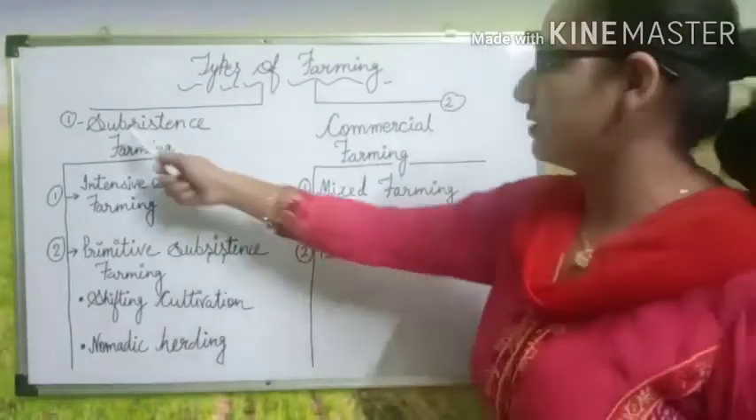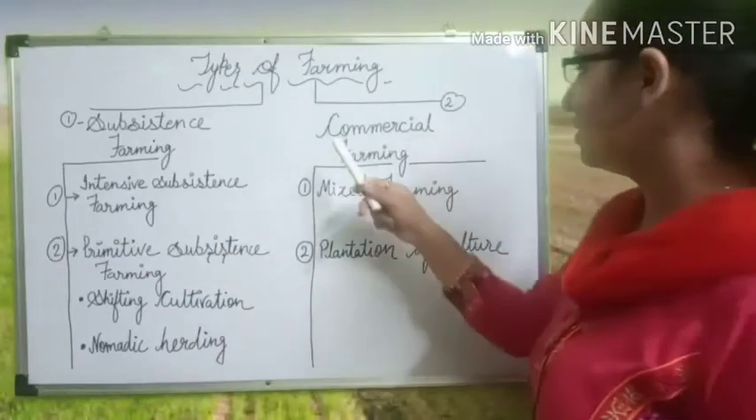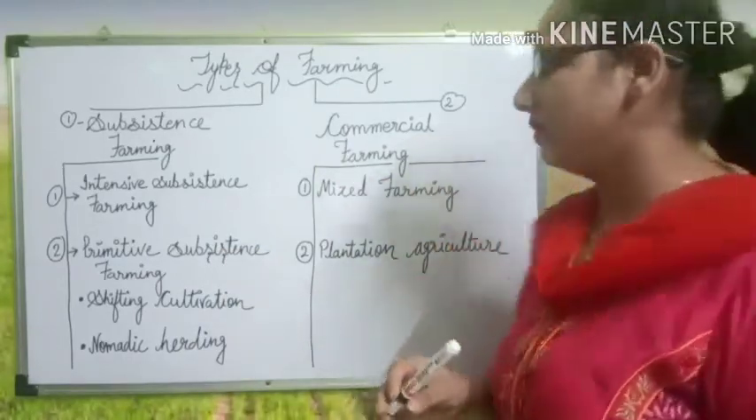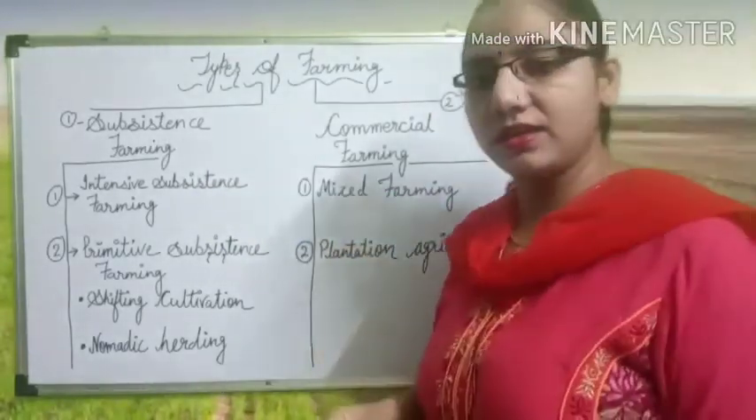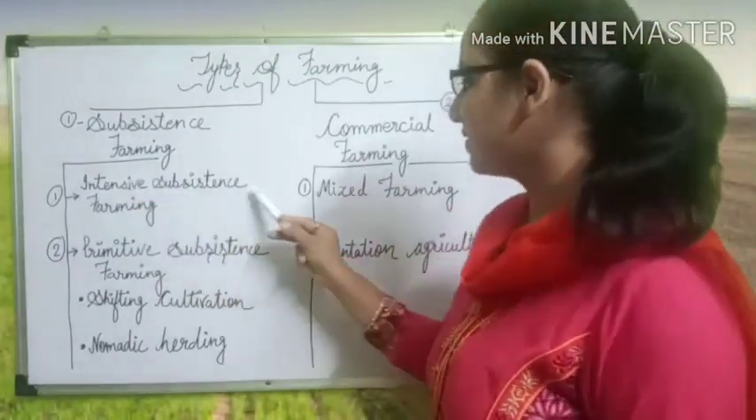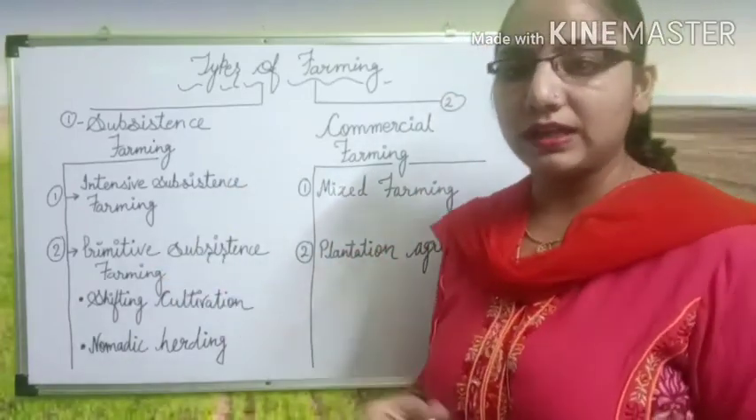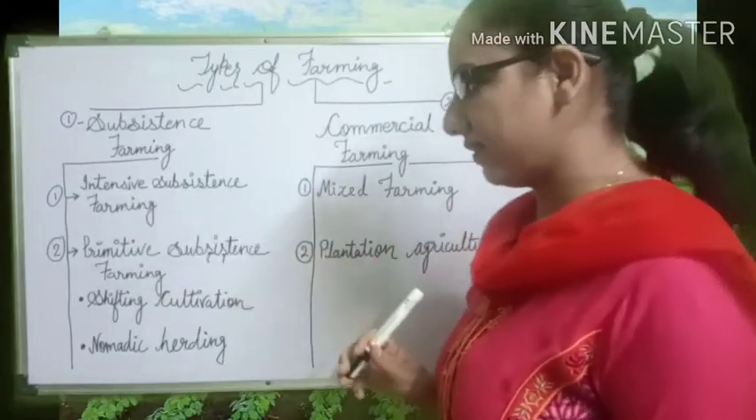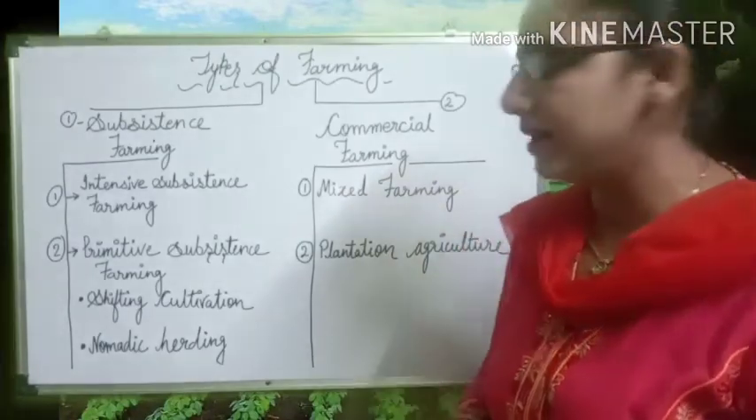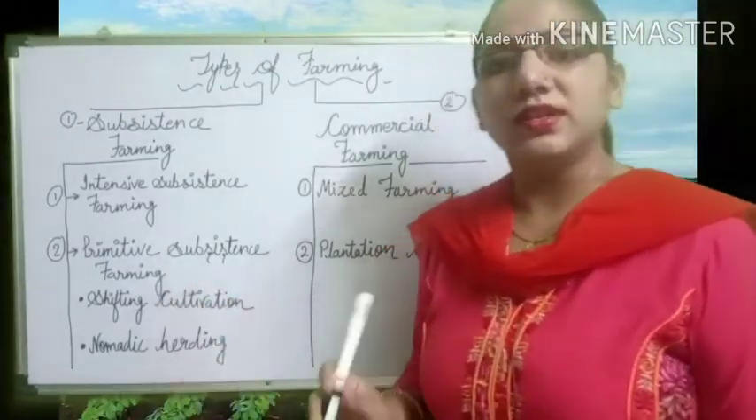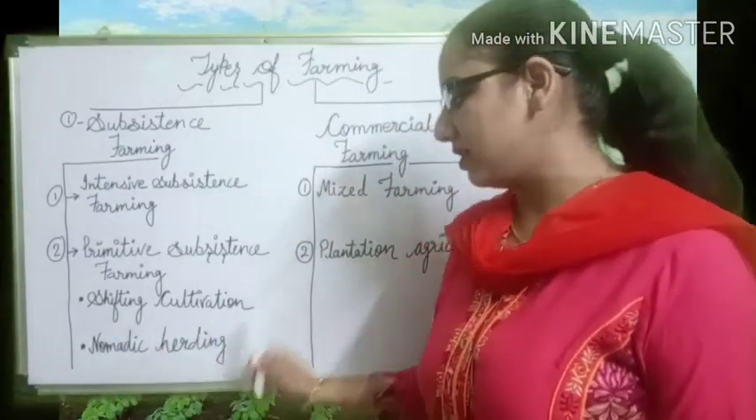These are, as you can see, subsistence farming, which is known for its old technologies, and second is commercial farming. First of all, we will go to subsistence farming. Students, subsistence farming is also divided into two parts. That is intensive subsistence farming, which means in a deep way with some more techniques. The second type is primitive subsistence farming, which is divided into two more subparts. These are shifting cultivation and nomadic herding.